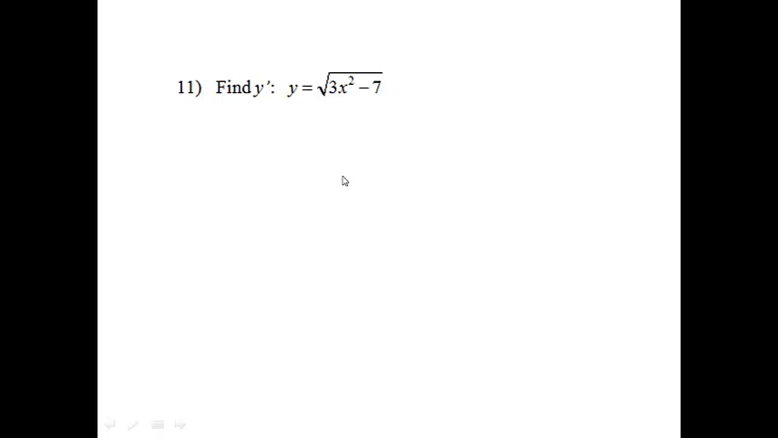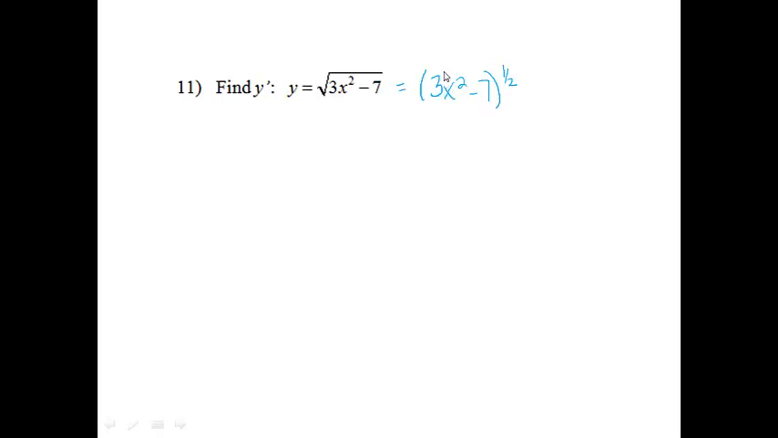Problem 11, find y prime. If y equals the square root of 3x squared minus 7, I notice that I have a square root, which we're really not allowed to have in the problem. So I'm going to rewrite the problem first. This would really be 3x squared minus 7 raised to the 1/2 power.